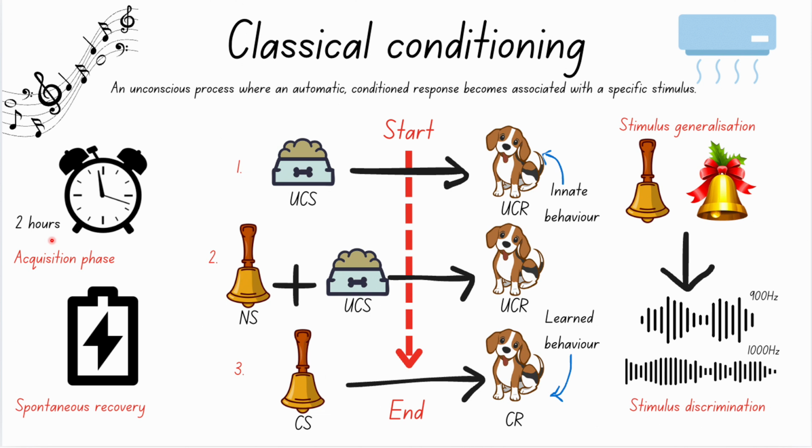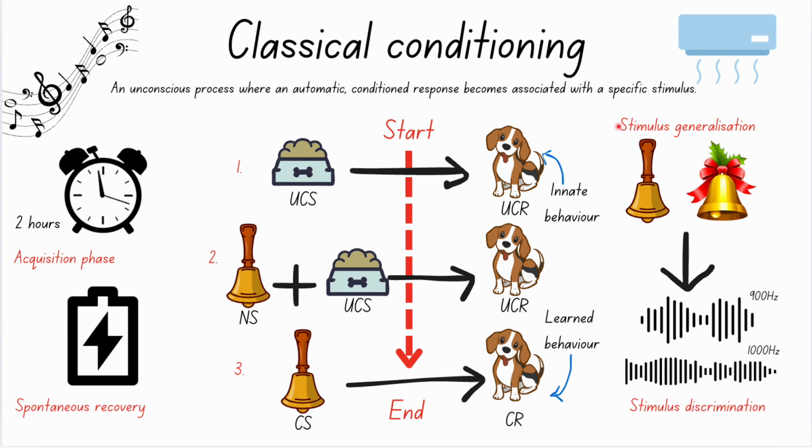Pavlov found that if the CS was presented again after a delay, say 2 hours, the conditioned response would return, even though there had been no further pairings of the CS with the UCS. This is called spontaneous recovery, suggesting that the original association was still there but had been inhibited during the extinction phase.